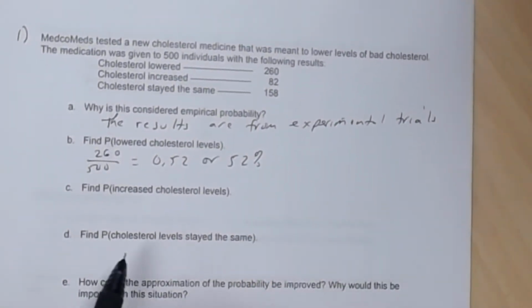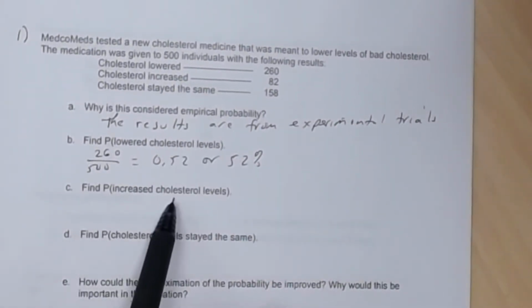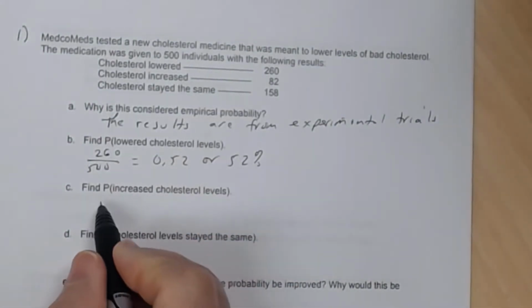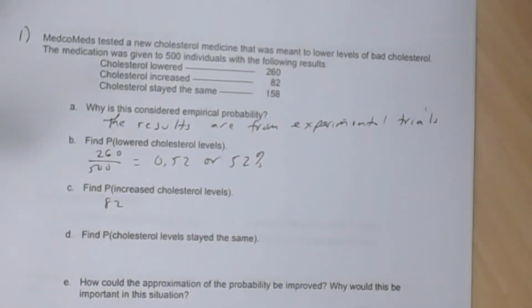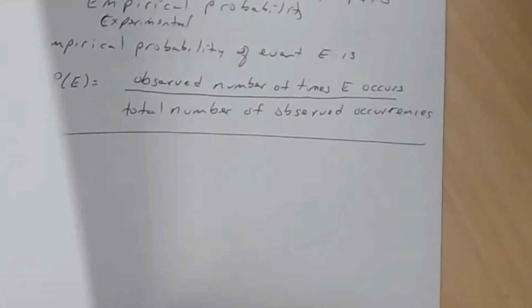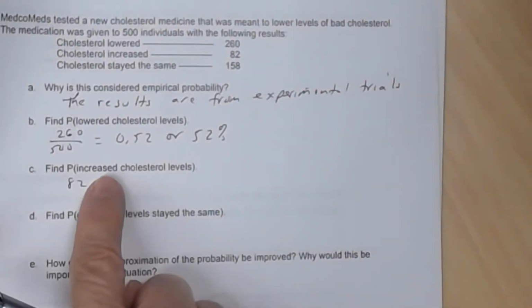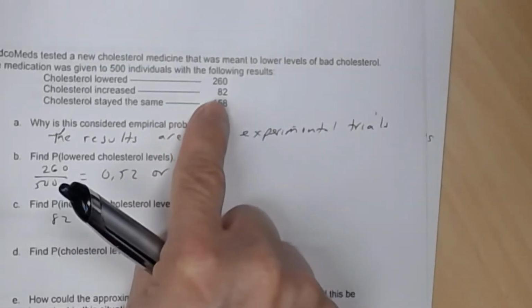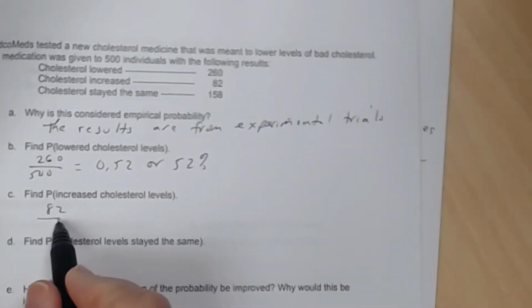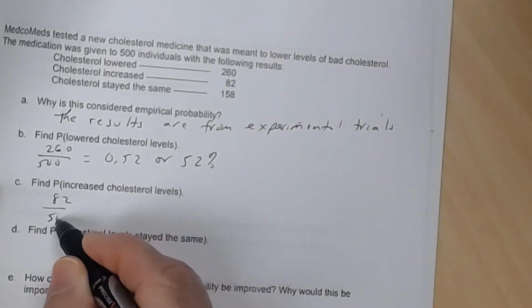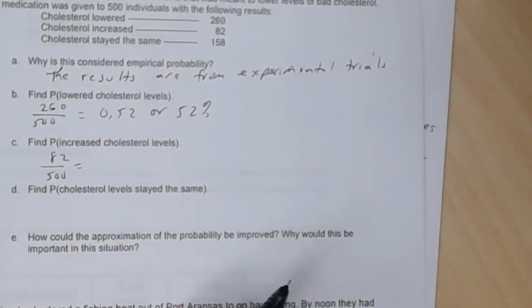Okay. Find the probability that the drug increased cholesterol levels. So increased, there were 82. So you would say 82. So let's kind of look at the definition first. So that would be the number of times E occurred. So E in this case would be the event that the cholesterol level increased. So how many occurrences were there? 82, right? Divide by the total number of observed occurrences. So how many observed occurrences were there altogether? 500.